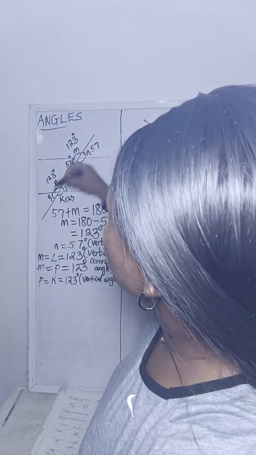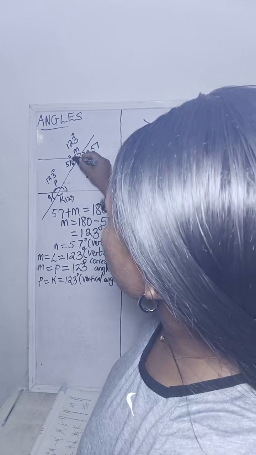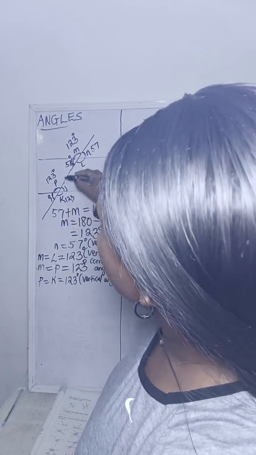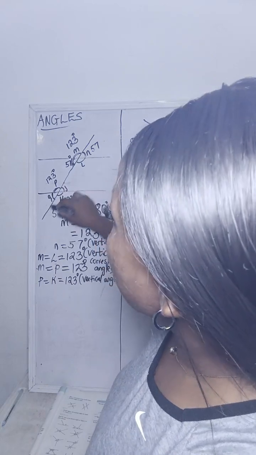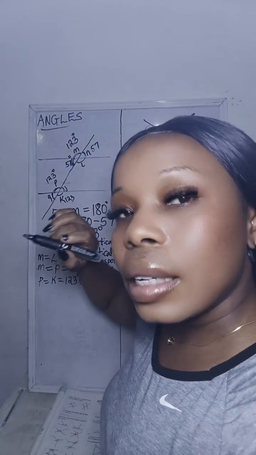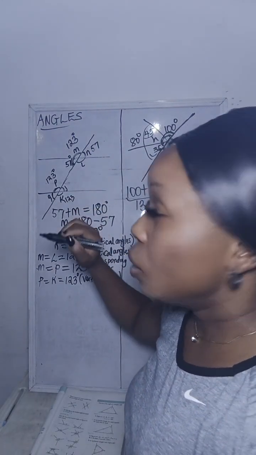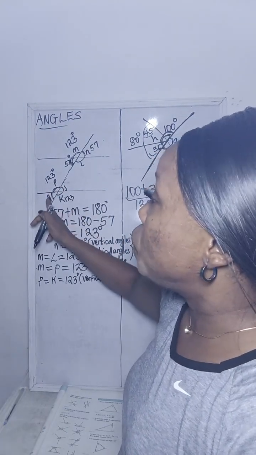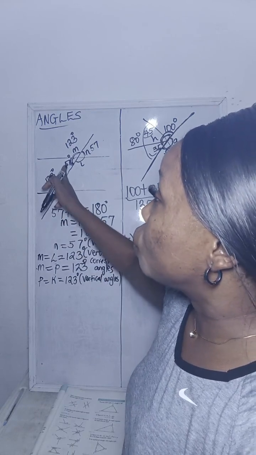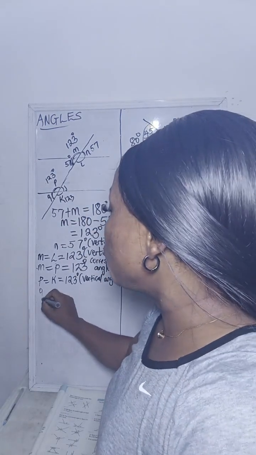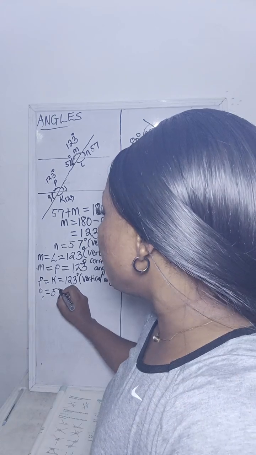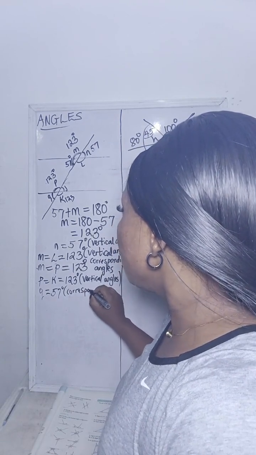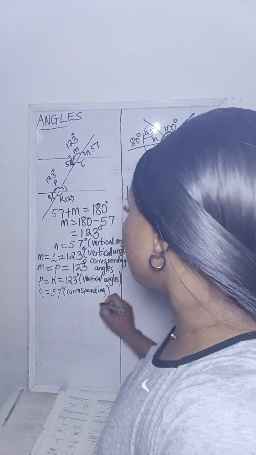So 57 and Q, these angles here are corresponding angles. You could either use that, or you could say that Q and P are both on a straight line, and that means that they would both sum up to 180. So you could either use the corresponding route, so Q equals 57 degrees because they are corresponding angles. Don't mind my handwriting, please.